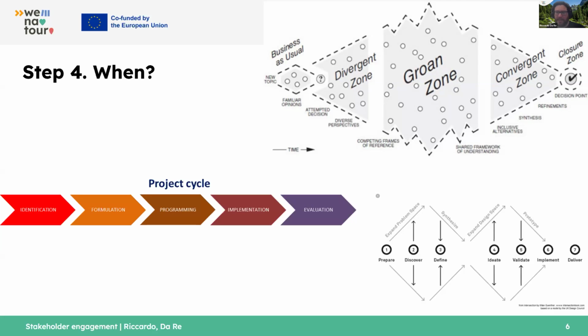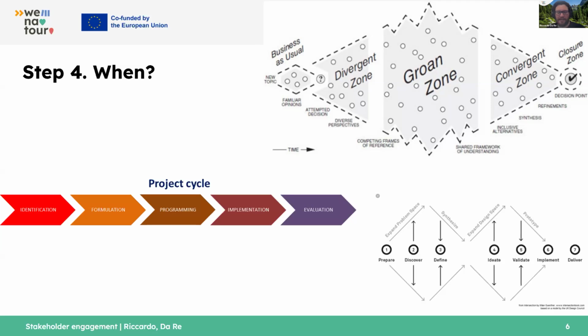We get inspiration from this accordion shape when we design a stakeholder engagement process. And so when you want to engage your stakeholder in any phase of your project, touristic project, and so on, you have to think: do I want to diverge or to converge? In which phase am I? So this is super important.